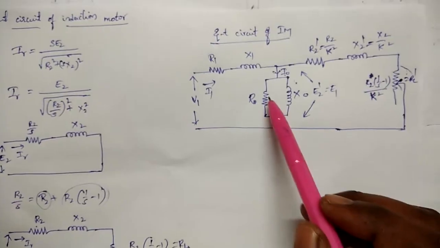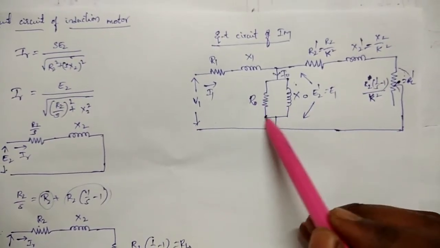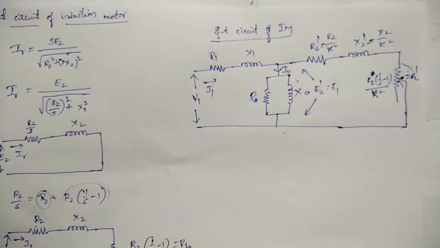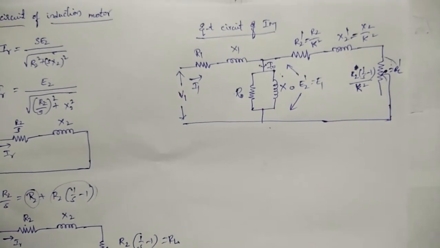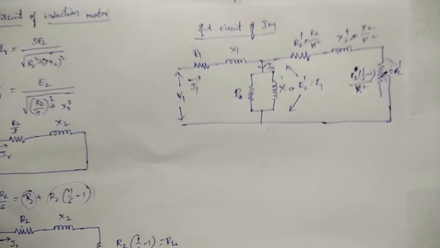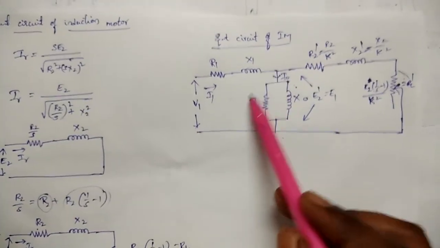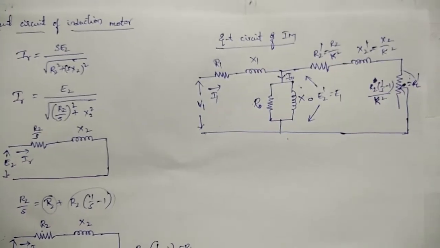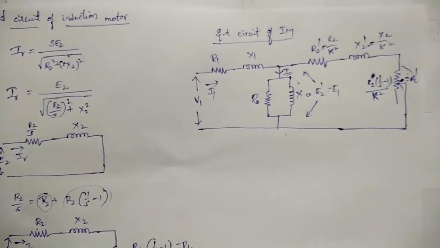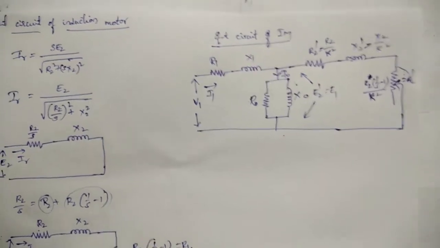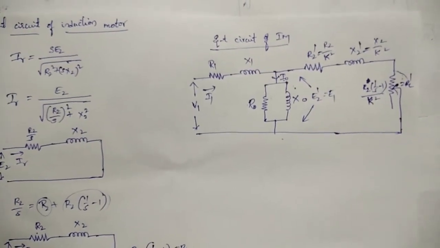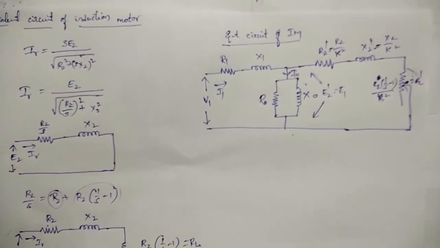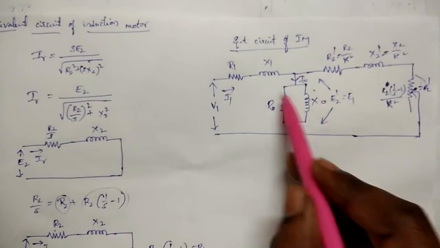R0 corresponds to core loss. In normal operating condition, core loss is almost constant and a very small value, so we can neglect it while drawing the equivalent circuit. But while calculating parameter values like torque and speed, you have to consider this also. For the equivalent diagram purpose we can neglect this.